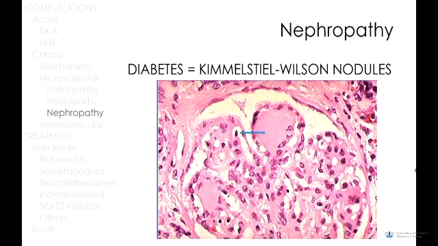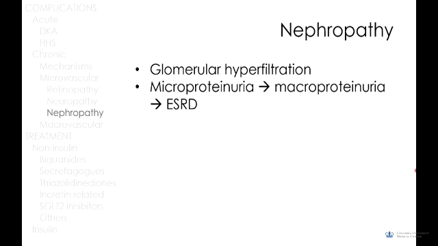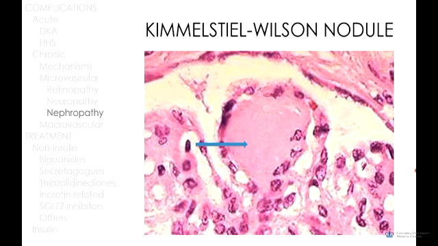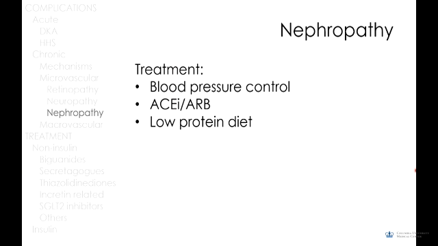So the association you have to know here is the Kimmelstiel-Wilson nodule. So when you think diabetic nephropathy, think this, all right? Why does it happen? The microvascular damage to the glomeruli causes hyperfiltration, which leads to proteinuria and eventually end-stage renal disease. And yeah, remember this picture. How do you manage it?